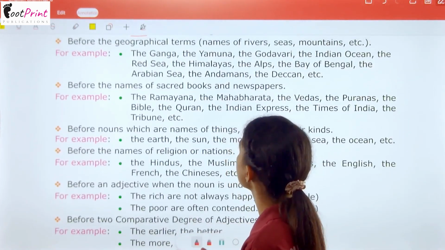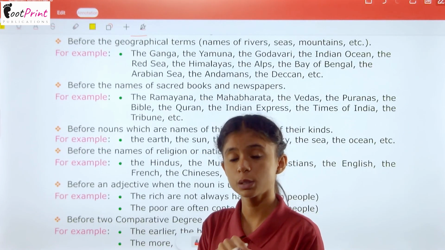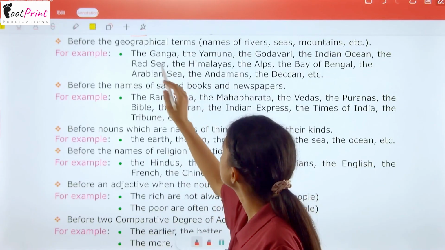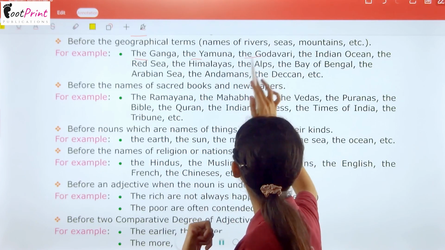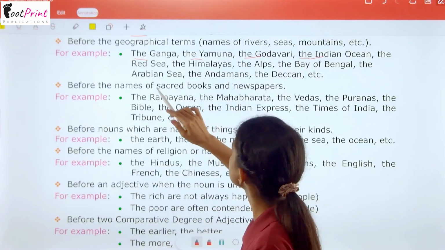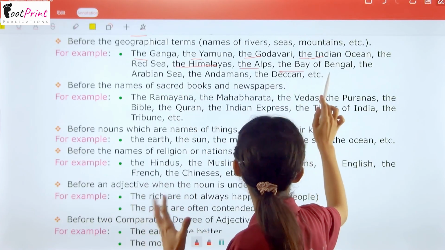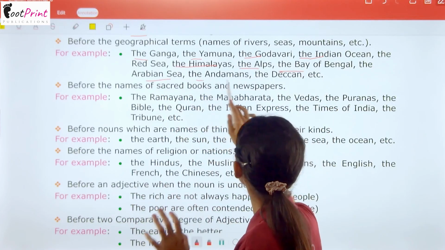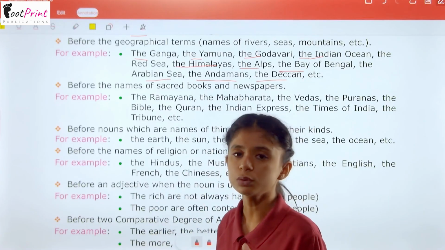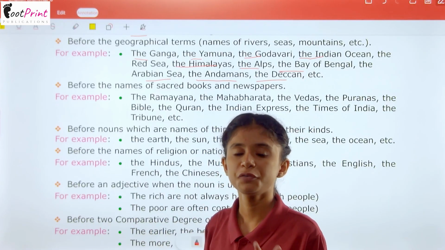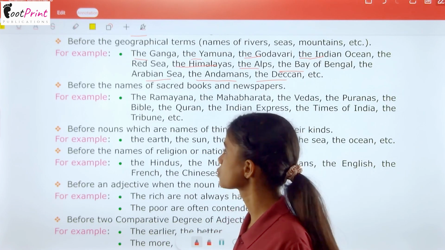Before geographical terms, we use the. For example, the Ganga, the Yamuna, the Godavari, the Indian Ocean, the Red Sea, the Himalayas, the Alps, the Bay of Bengal, the Arabian Sea, the Andamans, the Deccan, etc. So, all these are different kinds of geographical locations.